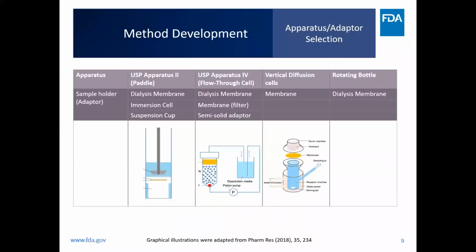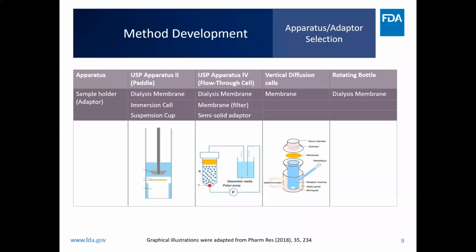So in the method development stage, the first step may be the selection of apparatus and adapters. This slide summarizes the commonly used apparatus: USP apparatus 2, paddle, USP apparatus 4, flow-through cells, vertical diffusion cells, and rotating bottles. These apparatus are usually used with various adapters or sample holders.